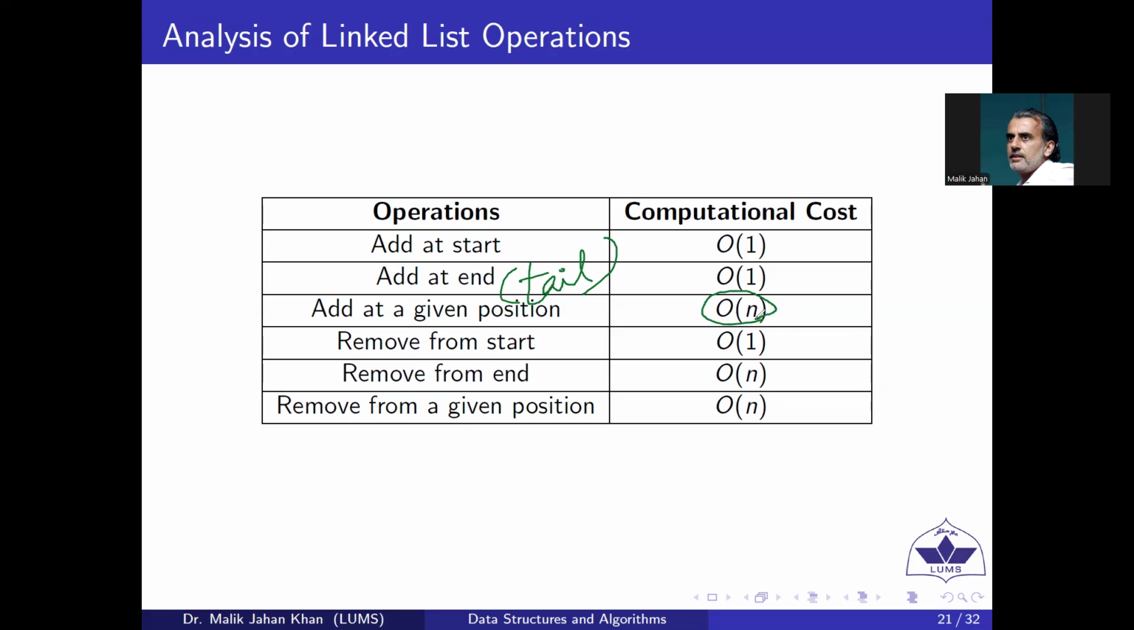For example, if you have to put something at the second last position or third last position and so on. Removing from start is convenient because we just need to do some reassignments with the head. Removing from the end is going to be big O of n, irrespective of whether you have access to the tail or not. You will have to scan the whole list, and removing from a given position will also take big O of n.